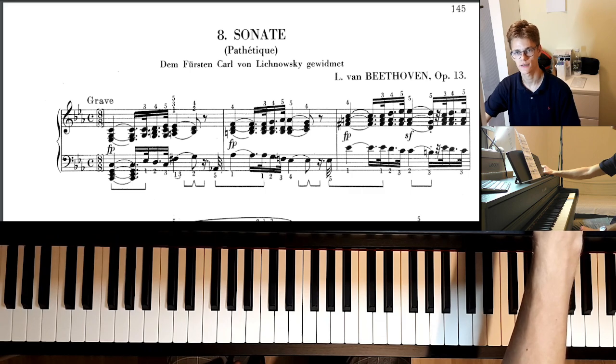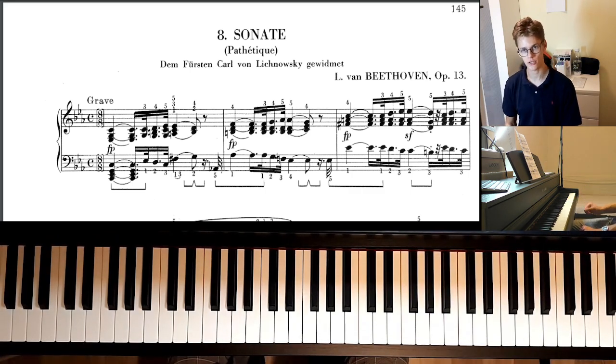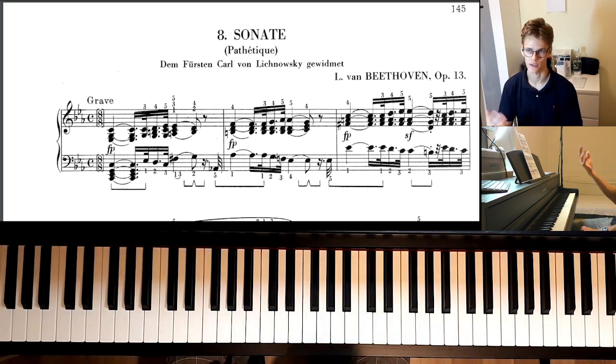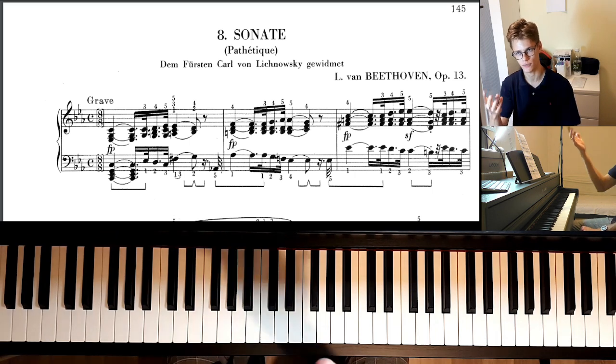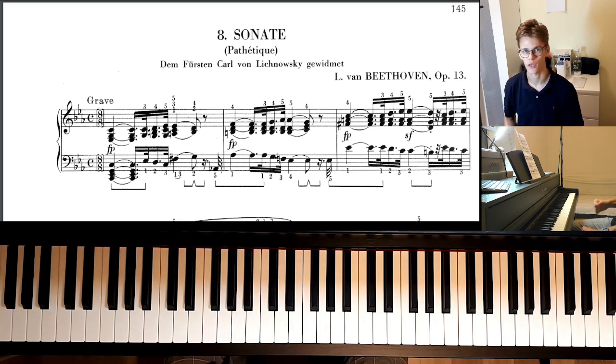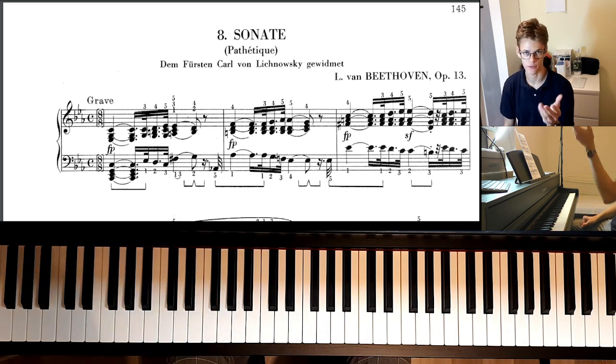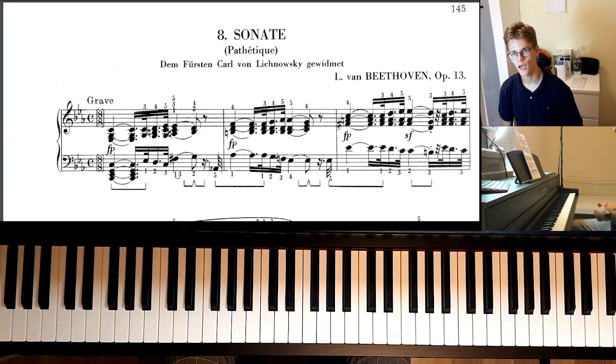And this first question will also answer what sonata this is, because sometimes we have names like Pathetic or Appassionata, but other times we only have the scale. So the first question is, in what scale are we? And to answer this, we need to see two main things.